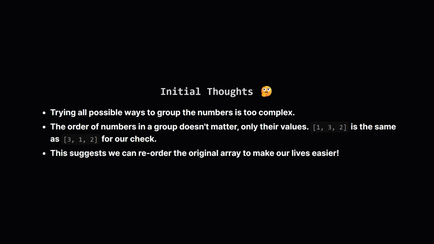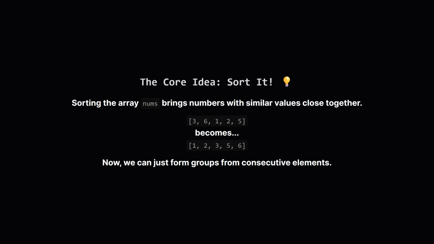Notice something important. The order of the numbers inside a group doesn't change the max or the min. A group with 1, 3, and 2 has the same max and min as a group with 3, 1, and 2. This is a huge hint. If the order inside the groups doesn't matter, maybe we can reorder the entire original list to help us find the groups more easily. And that's the key insight.